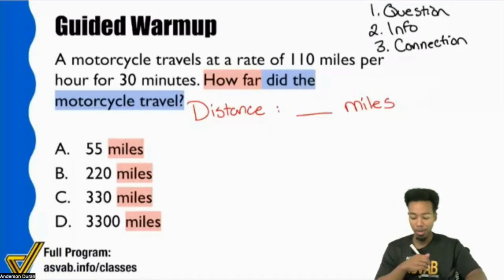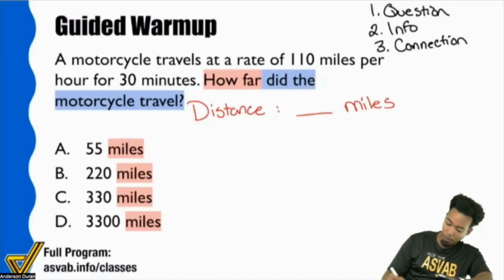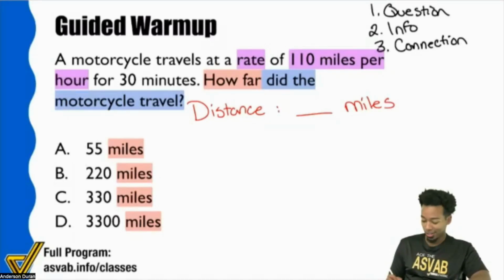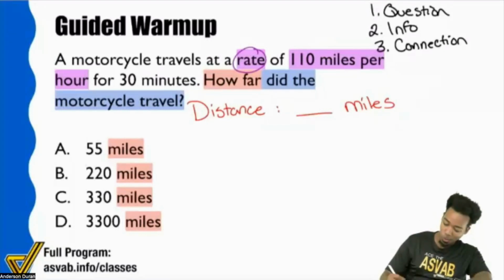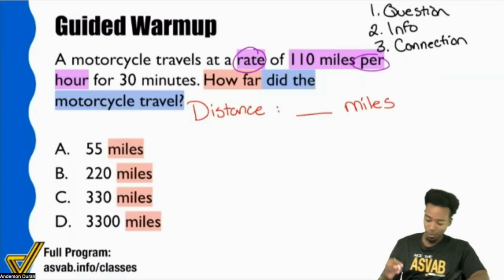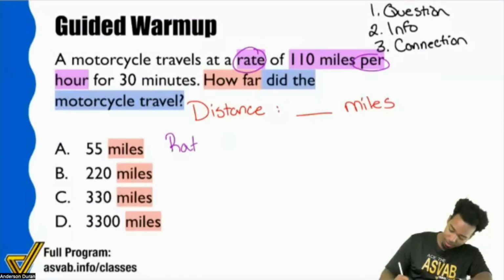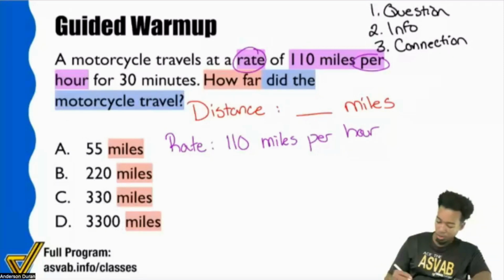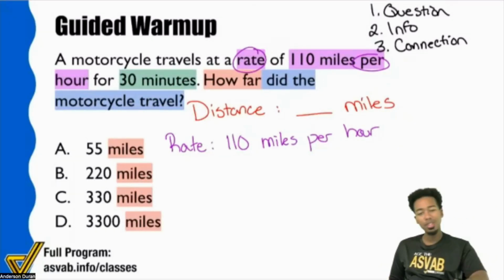So step 2, let's look at that information here. It says, a motorcycle travels at a rate of 110 miles per hour. So two things absolutely give it away here. Rate and the word per. Both of those give it away. So here, rate: 110 miles per hour. And then it says over here, 30 minutes. Everybody, what kind of a unit is that? 30 minutes, what kind of unit is that?